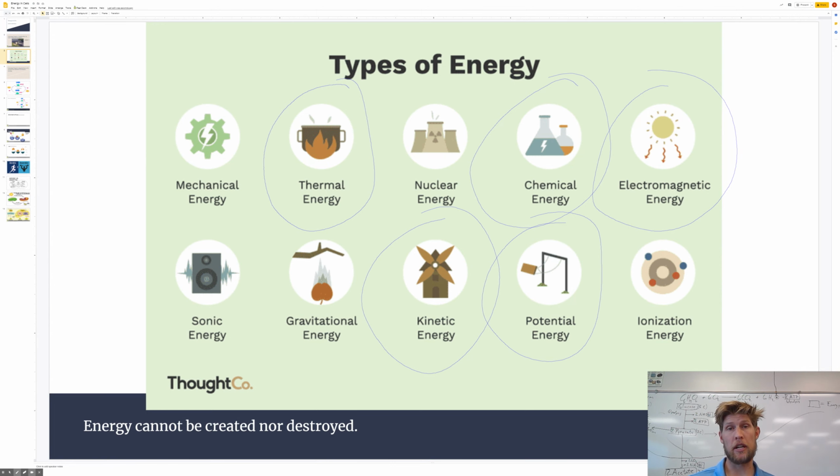Electromagnetic energy is light energy. It's measured in photons. And plants use the electromagnetic energy to get their energy for their food, to make their food.